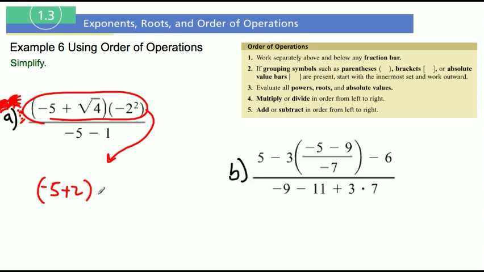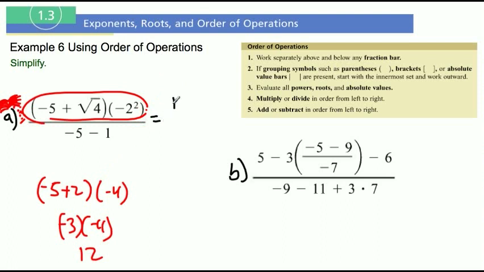2 squared, which is just negative 4, because it's 2 times 2 and then negative. It's not negative 2 squared, because the base here is just 2. So negative 5 plus 2 gives us negative 3, and then we multiply that by negative 4, so we get positive 12. The only thing I've done is simplify the numerator, so I'm going to write 12 on top.